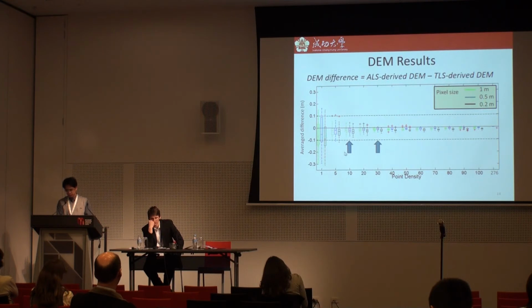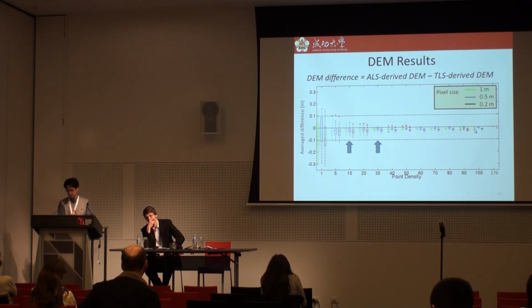And also we notice that if we were to use the 0.1 meter average difference as some criteria, then 10 points per meter squared should be sufficient. And then if we are looking for even higher accuracy, then 30 points may be another choice. And this variability decreases as the points increase.